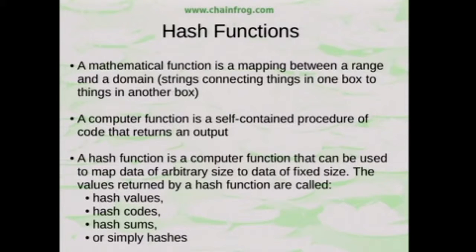When computer scientists talk about functions, they mean a self-contained procedure of code that returns an output, usually given an input. The difference between a function and a procedure is that a procedure doesn't have to have an output. But a hash function is a computer function that allows you to map some data, regardless of how small or big it is, to a snippet of data with a fixed size. The values that a hash function returns are called hash values, codes, sums, or just hashes. I'll just call them hashes because it's shorter.